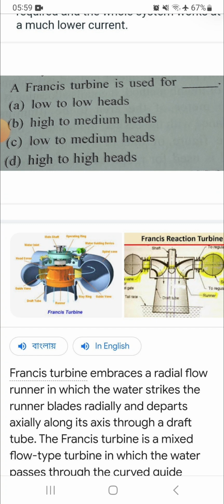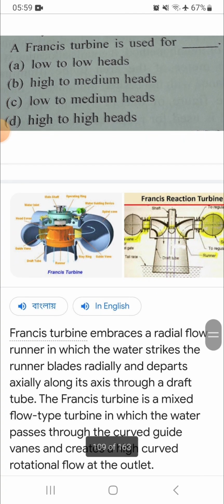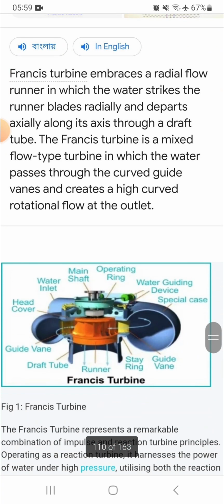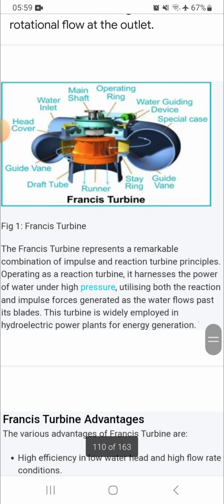The Francis turbine embraces a radial flow runner in which the water strikes the runner blades radially and departs axially along its axis through a draft tube. The Francis turbine is a mixed flow type turbine in which the water passes through the curved guide vanes, creating a high curved rotating flow at the outlet. The Francis turbine represents a remarkable combination of the impulse and the reaction turbine principles.